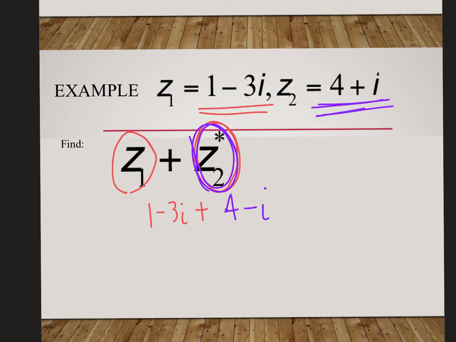All right, so now, literally, I can't make this any easier. Let's put the real parts together and get 5. Let's put the imaginary parts together and get negative 4i, and that's the answer to this problem.